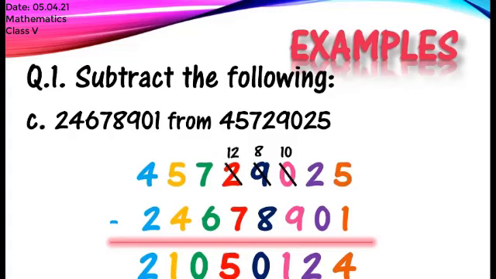Now 2. So we cannot subtract 7 from 2. We will take one carry. So 2 will become 12. 12 minus 7 gives us 5. Then 6. 7 will now become 6. 6 minus 6 is 0. 5 minus 4 is 1. 4 minus 2 is 2. And so here is the answer.